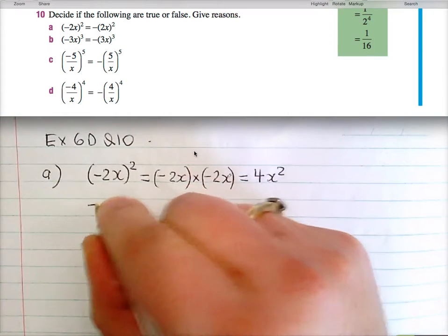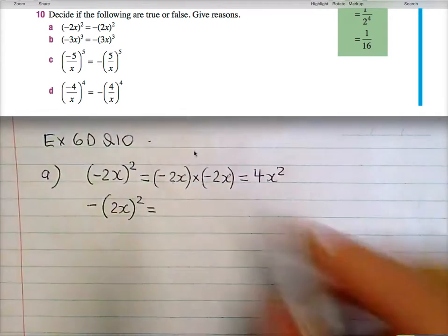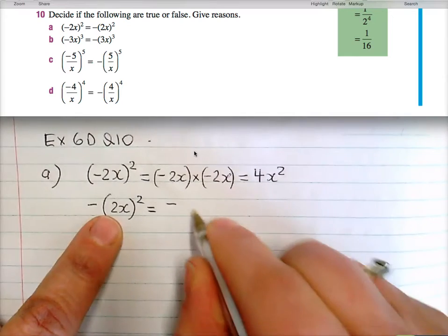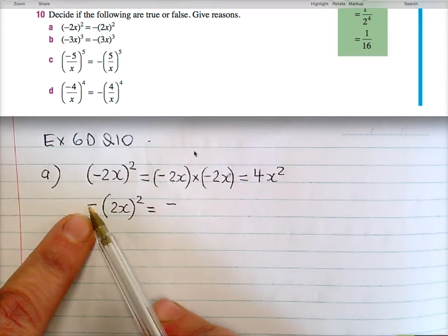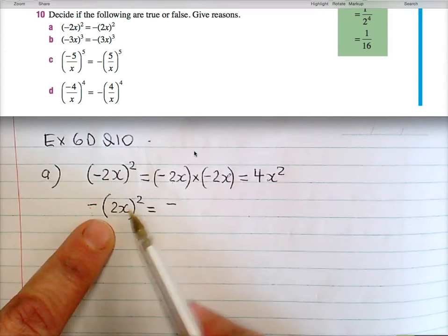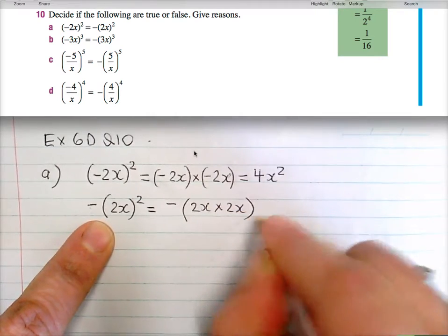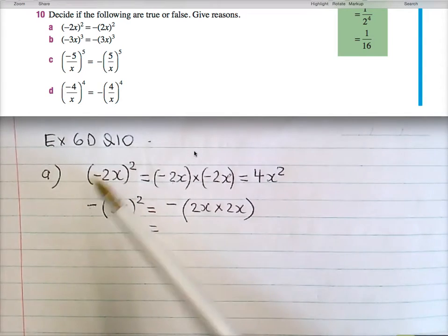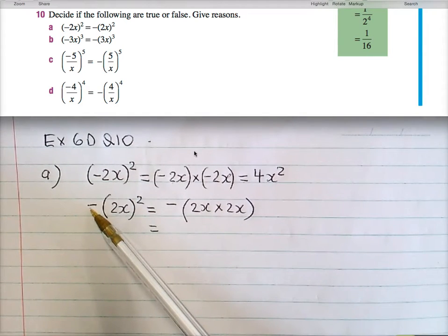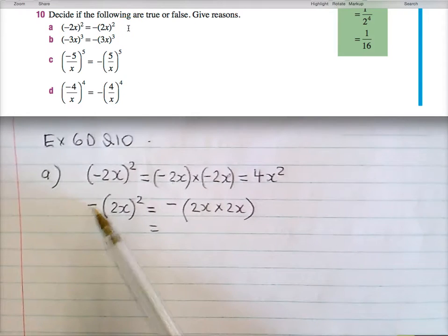Now the right hand side is negative 2x squared. That means a negative, and then you have to square. So girls, the negative is not squared. Can you see? It's only the 2x that's squared. So it's going to be 2x times 2x. Do you see the difference between them? In this first one, the negative is squared. In the second one, it means that you don't square the negative.